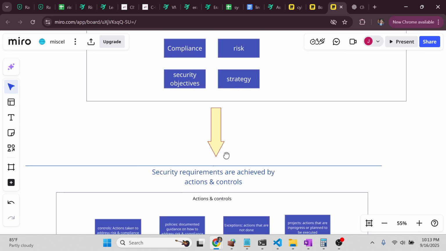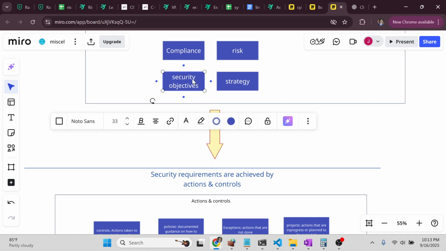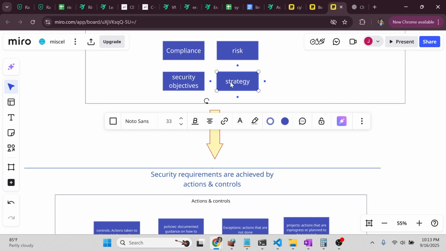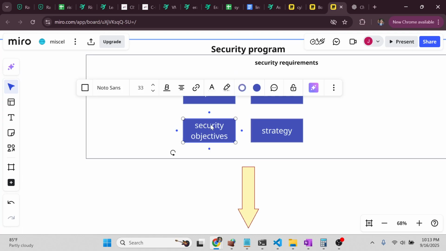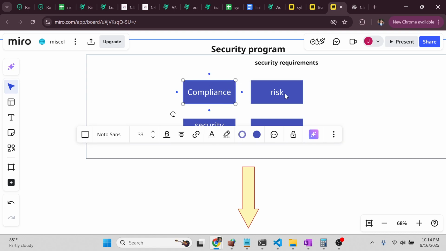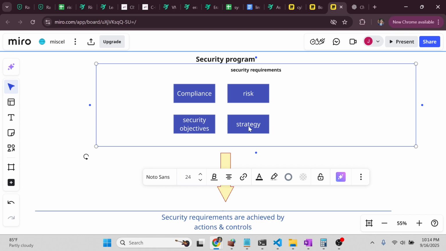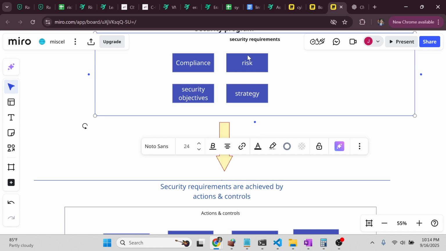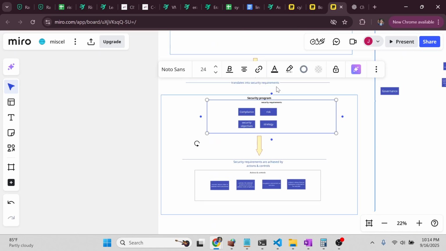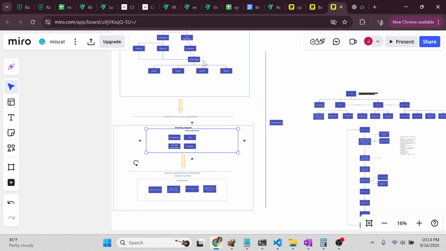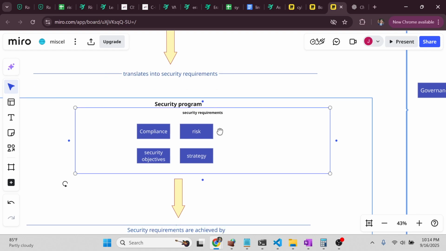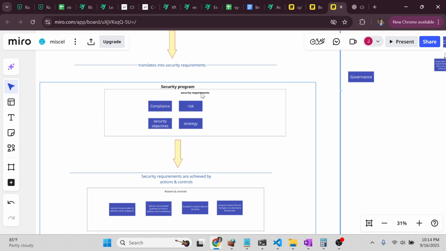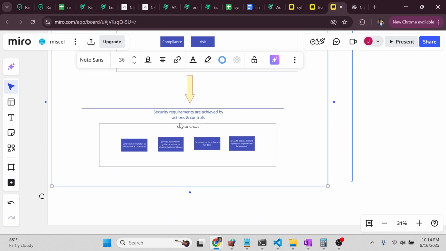Of course, the actions and controls are driven by strategy and by security objectives, and the security objectives are achieved by strategy, and strategy includes actions and controls. And of course, security objectives are created for compliance and risk. So compliance and risk combine to create security objectives, and for security objectives, you have a security strategy, and inside the strategy, you have the actions and controls. All right, so now this is clear. You have business requirements, something the business needs. You translate that into a language that security people can understand. This is security requirements. And of course, once you have the security requirements, you further translate them into actions and controls.